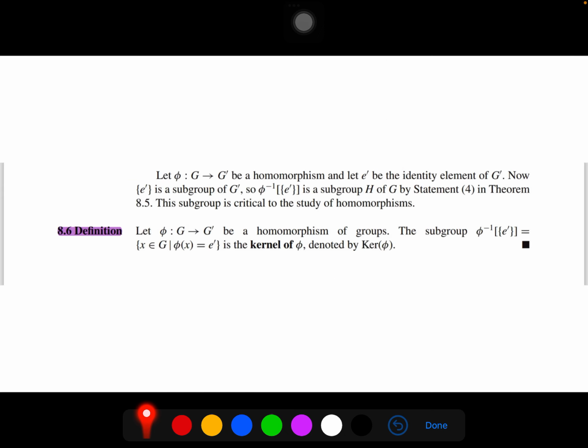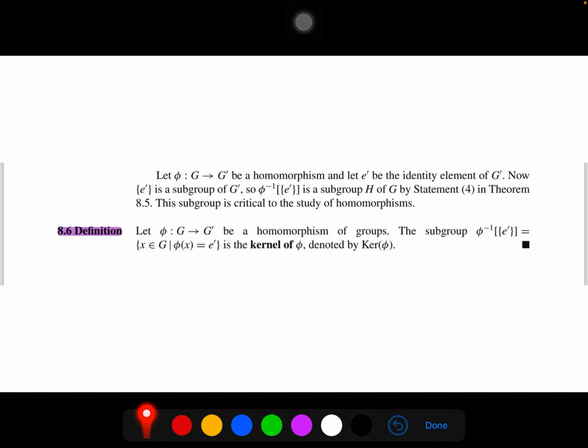All right. So finally, we want to define the kernel. Okay, so we have G to G prime be a homomorphism, and E prime the identity of G prime. Now we say that the set containing E prime is a subgroup of G prime, of course, because it is the trivial subgroup, the trivial subgroup in the codomain. Now the inverse image of E prime is a subgroup of G. This is by statement 4 just now of the previous property, our previous theorem 8.5.